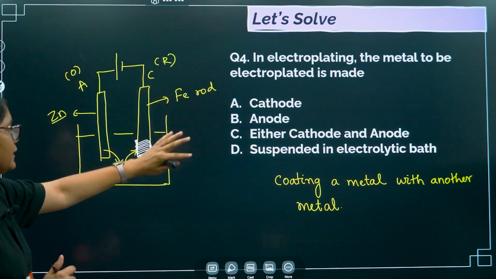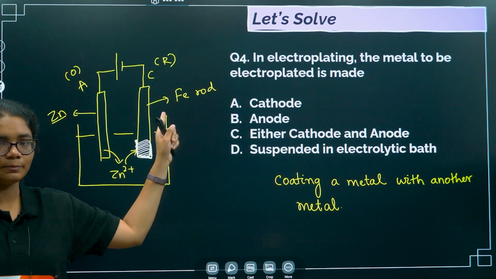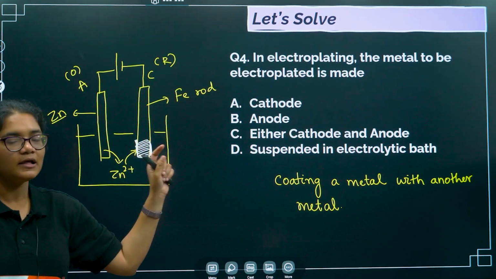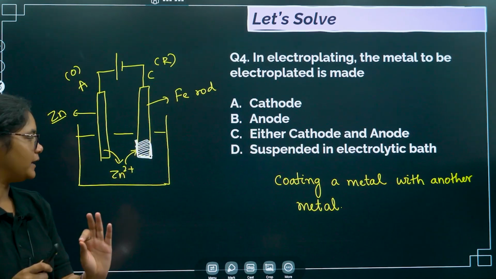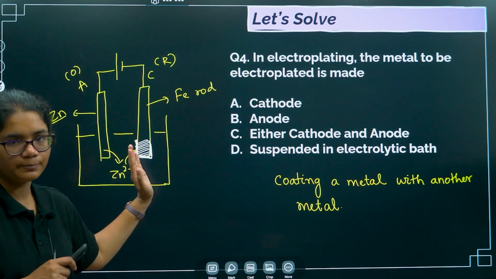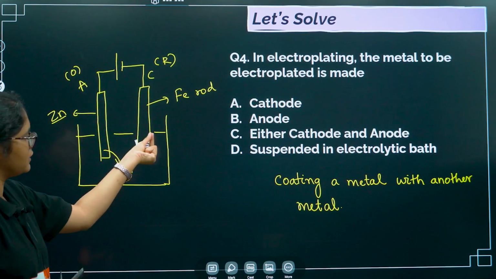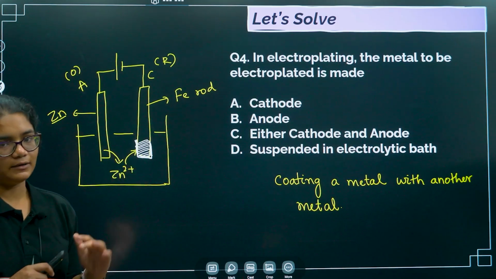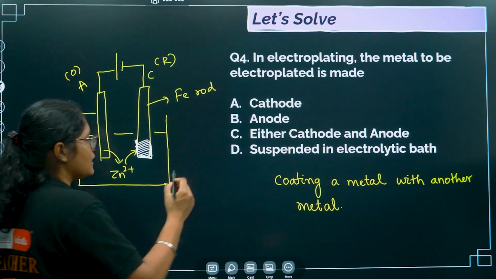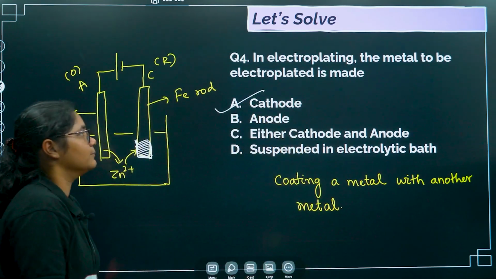So now what is the question then? The metal to be electroplated. So here I want to electroplate or coat iron metal. So the metal to be electroplated should be taken as cathode. Okay, from the anode, metal will dissolve in the solution and from there it will go and deposit in the metal in the cathode. So the correct answer for this question will be option number A.